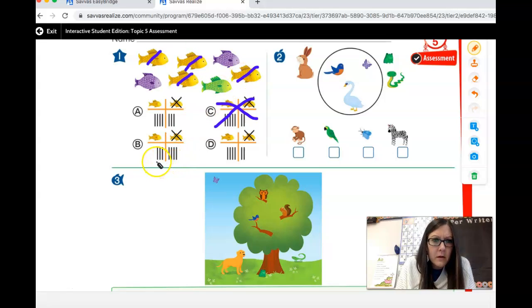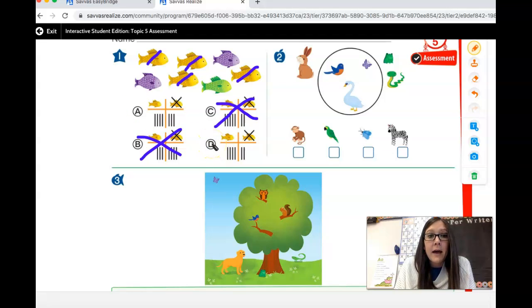Could it be this one? This one has 1, 2, 3 tally marks. It can't be that chart because it only has 3 tallies under the yellow fish. We need a chart that shows 4 tallies under the yellow fish. 1, 2, 3, 4. Oh, it could be that one. All right, so it's either A or D.